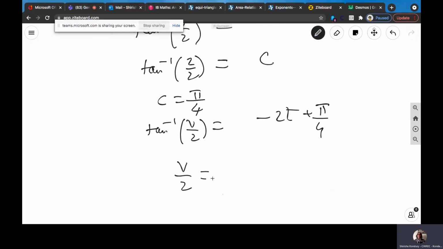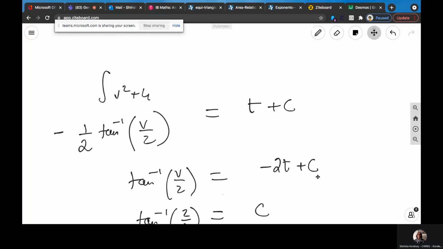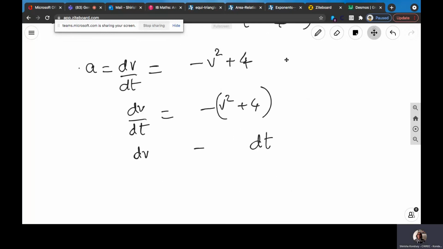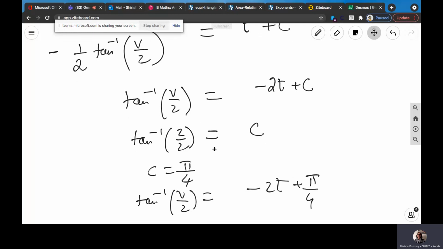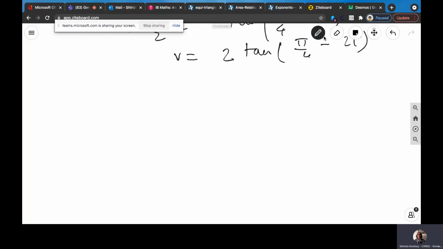So v by 2 is tan of pi by 4 minus 2t. Therefore, v is 2 tan of pi by 4 minus 2t. Is that what we wanted? Is that what they're asking? Yes. Show that the expression for velocity is this. Again, this method has not yet been introduced in the class. This is a solution of a differential equation. We will be solving it over time.